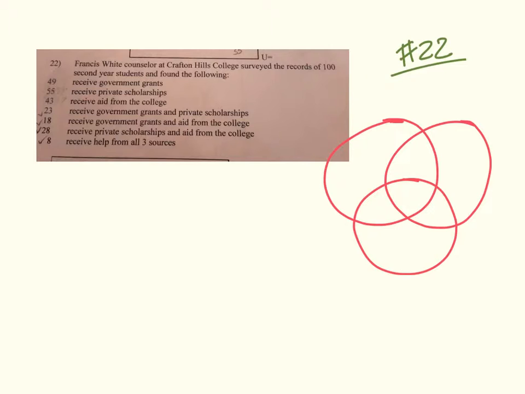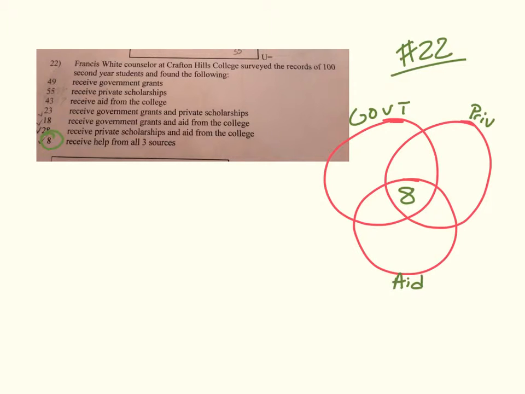Looking at the numbers at hand, you want to always start with the most rigid conditions and then work your way out. So if you look here at the bottom, we have 8. That is the most rigid condition, and it says that we need help from all 3 sources. And so I'm going to put an 8 right smack dab in the middle. If we label this a little bit better, this would be my government. This will be my private scholarships. And the bottom one will be aid from college.